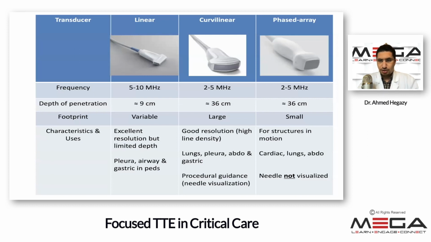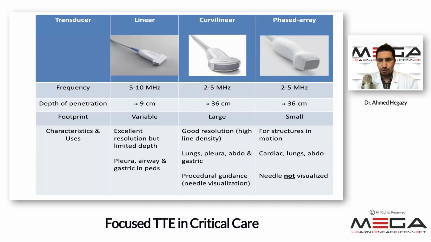Now, the phased array probe, another nickname for it is the cardiac probe, is the probe that we use for cardiac exams. So focused critical care echo will be mainly using the phased array probe, and this is predominantly the probe that cardiologists will use for their echoes as well. The reason is it's a small footprint probe, so it fits very nicely between the ribs.